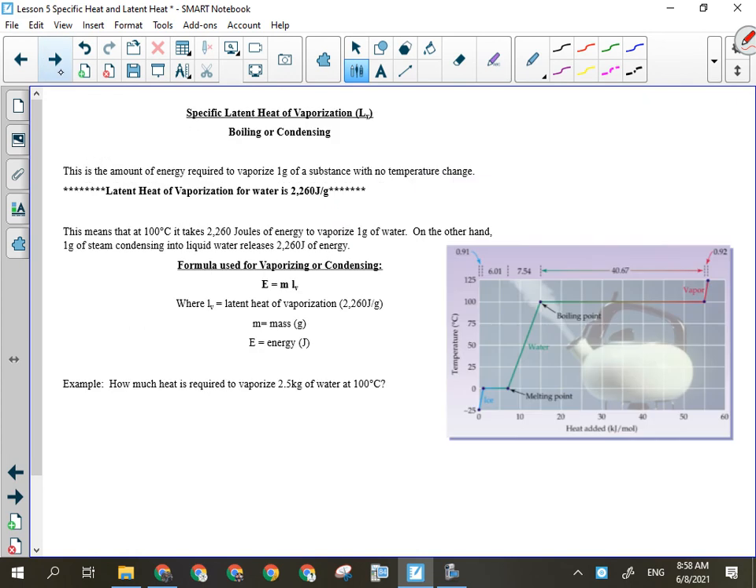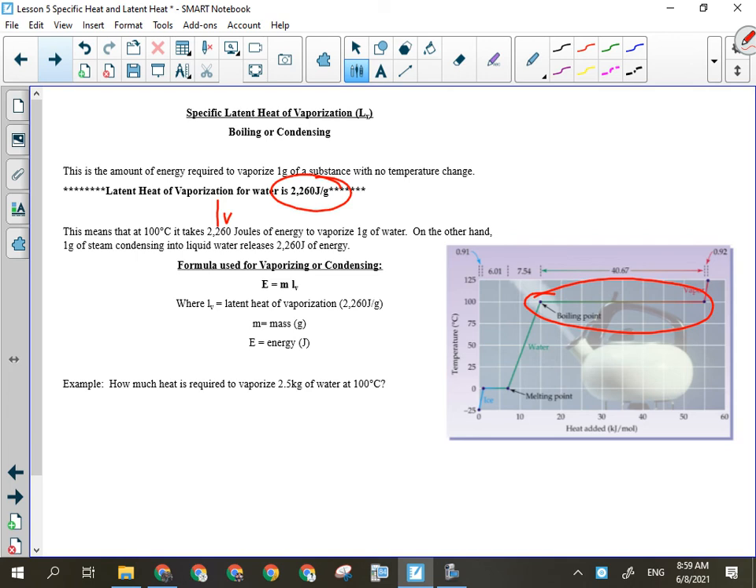All right. Now, this part of the graph, the biggest part, the most energy requiring part of the heating curve of water, is vaporizing liquid water into water vapor. For that, we use the latent heat of vaporization, or LV, and that number is 2,260 joules per gram. So 1 milliliter of water evaporating into water vapor takes 2,260 joules of energy if it's already at 100 degrees Celsius.